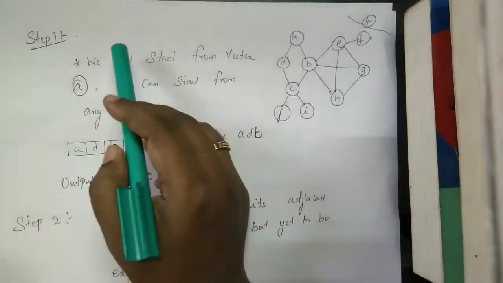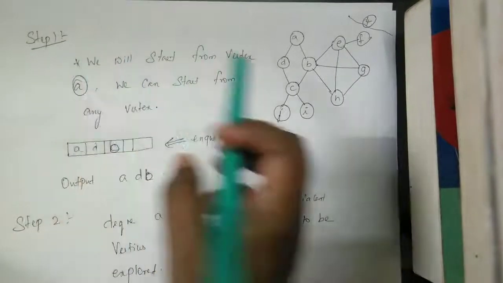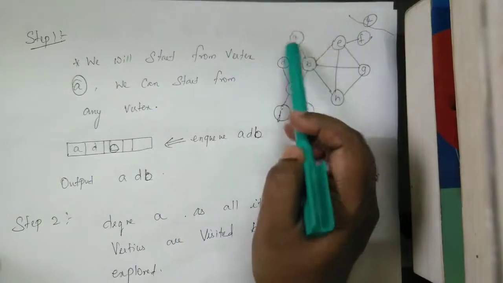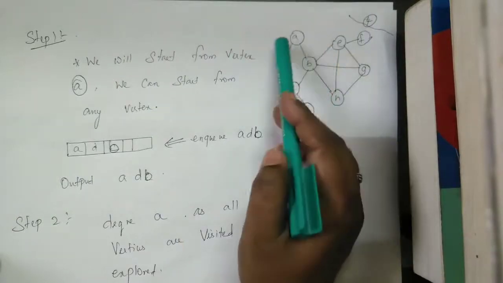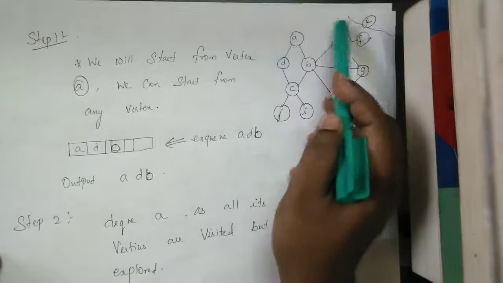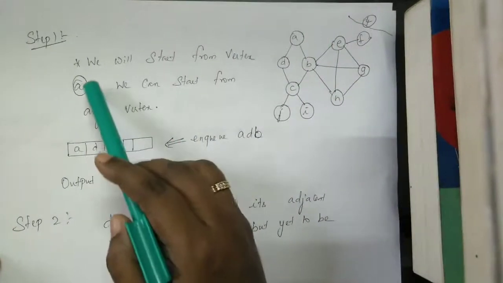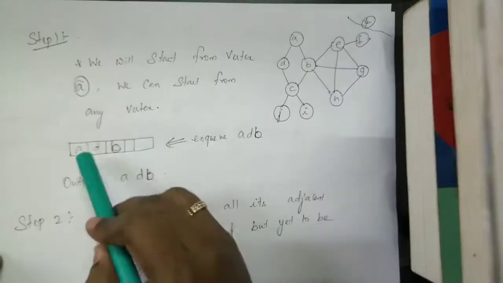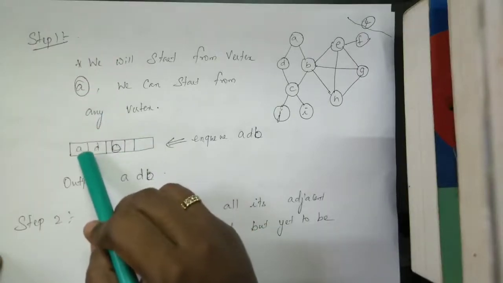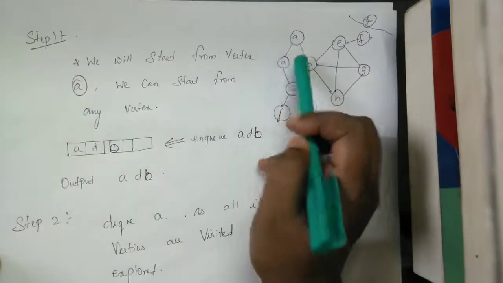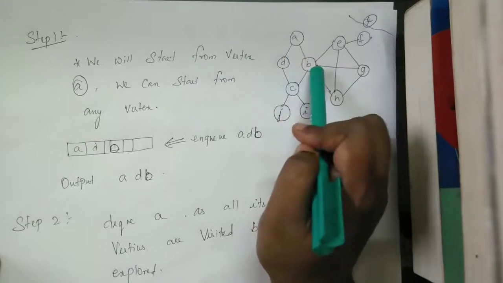We will see the problem in steps. In step 1, we'll start from A. We can start from any vertex. This is a page number, don't get confused. Here we are starting from A. We are adding to the queue, enqueuing A, and we also need to enqueue D and B.